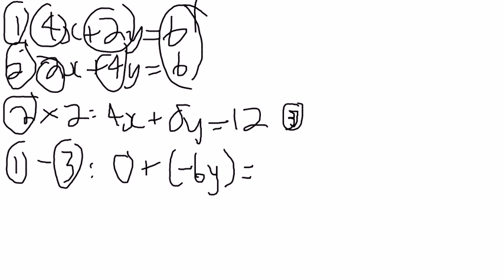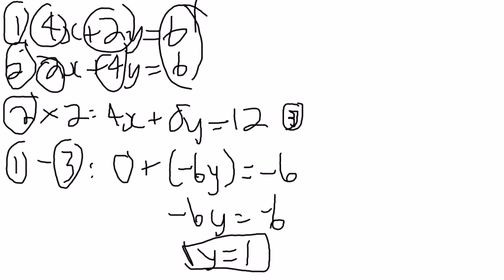That equals 6 minus 12, which is negative 6. So negative 6y is going to equal negative 6, which means y is going to equal 1, because when you divide both sides by negative 6, you get 1 on both sides.